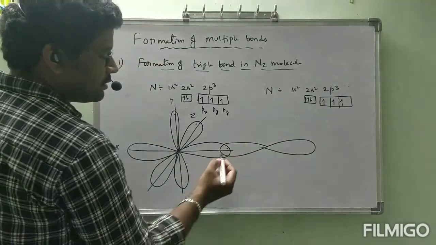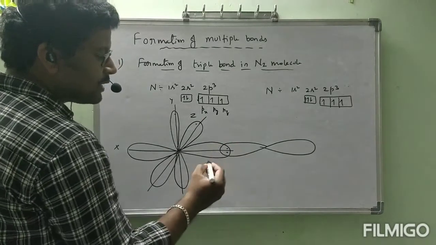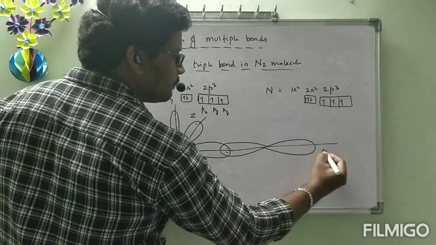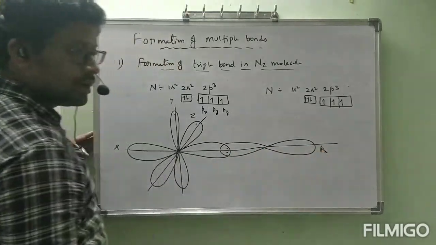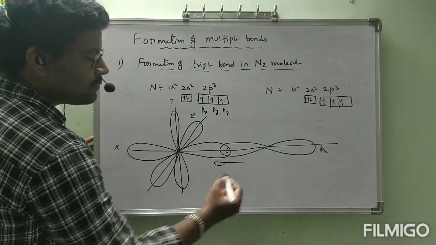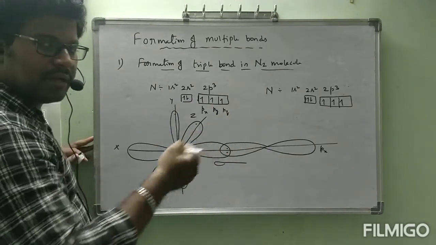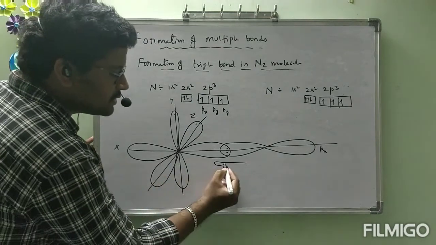It contains Px, 1 electron, complete overlapping. These two orbitals are involved in complete overlapping. This is Px. Complete overlapping leads to a sigma bond. The representation is this one. That one again I will write neatly. Okay, this is the sigma representation.